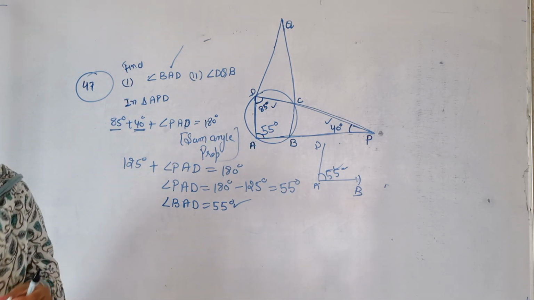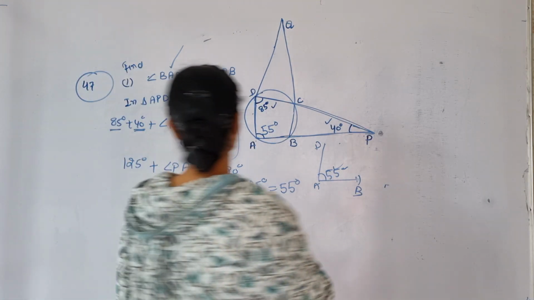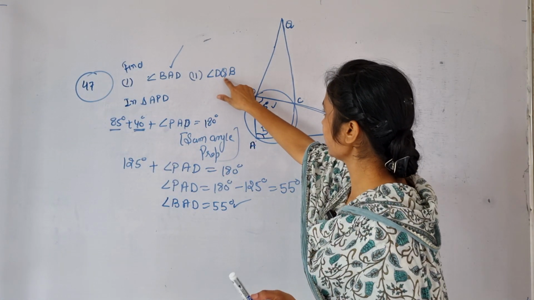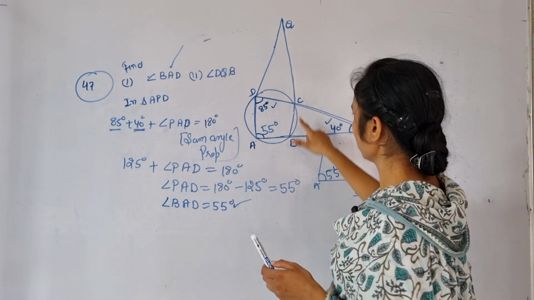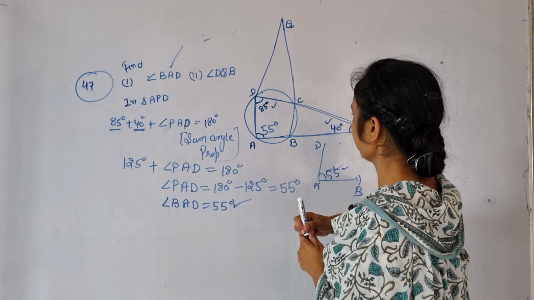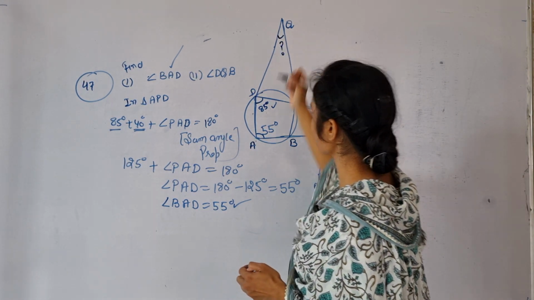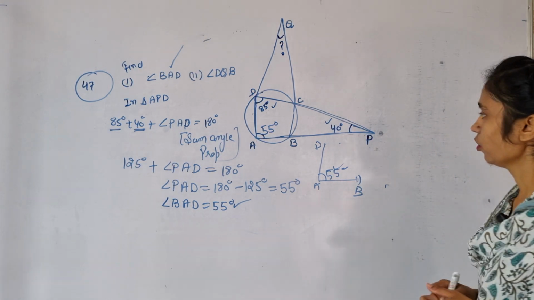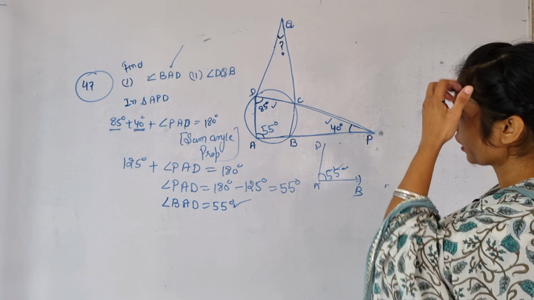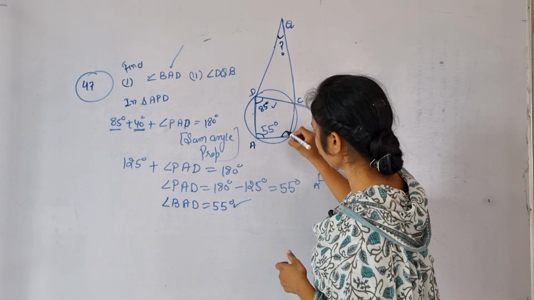See the second one. Second, you need to find DQB. This angle you need to find. Okay. How can you calculate this? Okay. First, focus here. Find this angle.